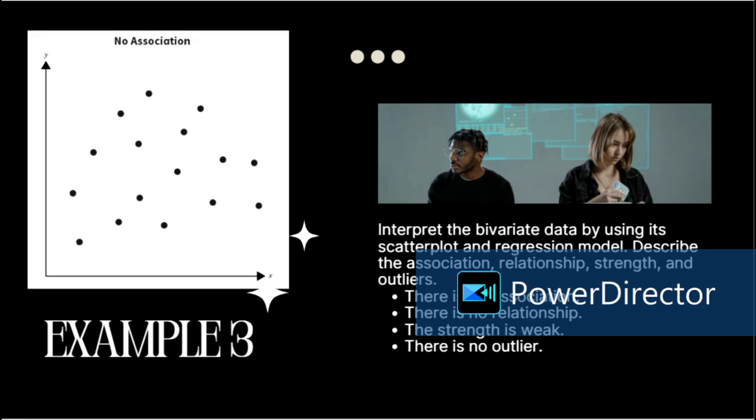There is no association, there is no relationship, the strength is weak, and there is no outlier because this is completely random. I could draw a line anywhere I want to through here, and not all of the points are going to be close to that line. No line is going to be accurate. This is random. So no, weak, no.